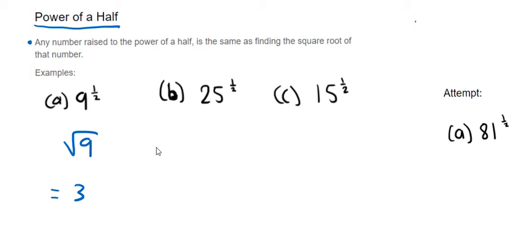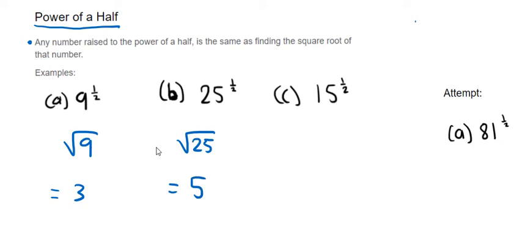So second example, 25 to the power of a half is just going to be the same thing as the square root of 25. So it doesn't matter what number it is, if it's raised to the power of a half, it's just the square root of that number. So square root of 25 in this case then is 5.